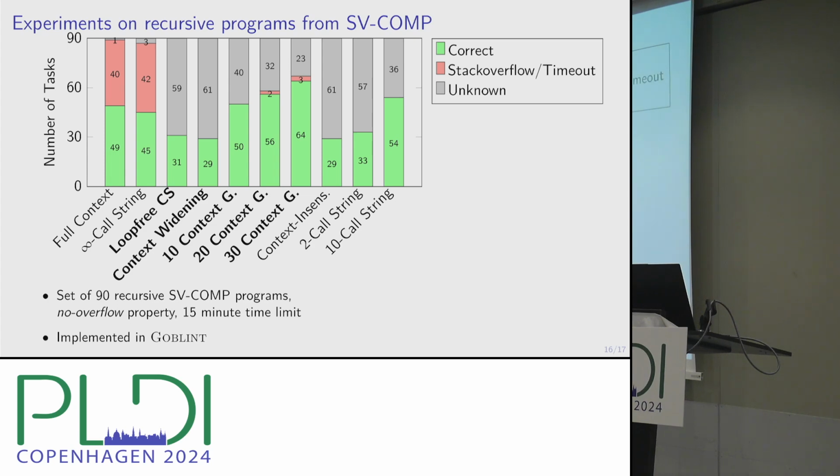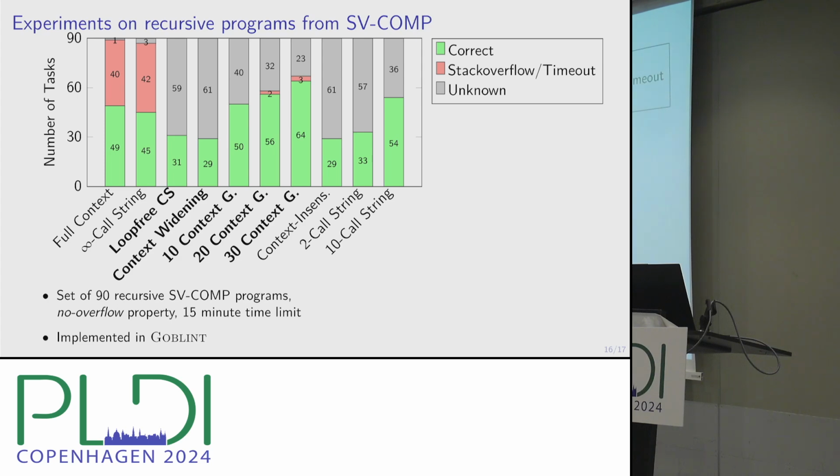So you can clearly see that for the full context and unbounded call string, you get lots of stack overflows or timeouts. So almost half of the tasks resulted in such a resource exhaustion. And now for our approaches, for the loop-free call string and the context widening, you can see that we do not have any such stack overflows or timeouts. And then unfortunately, the precision decreases compared to the full context approach.